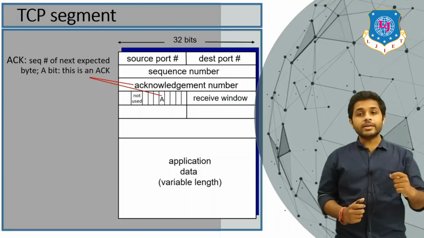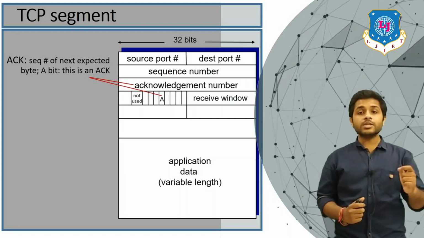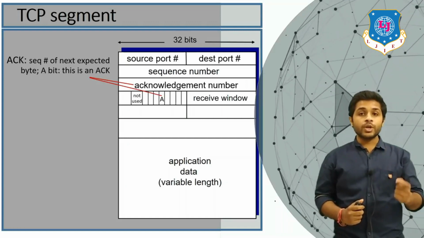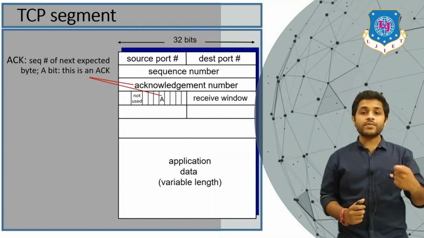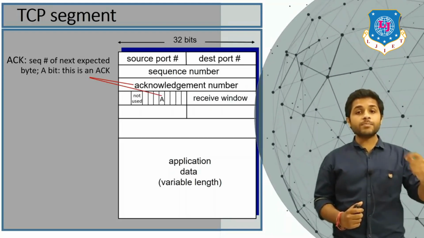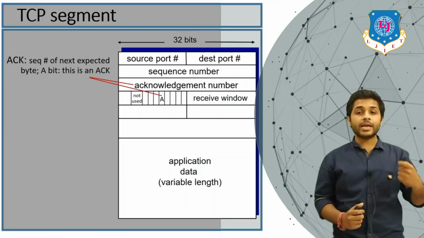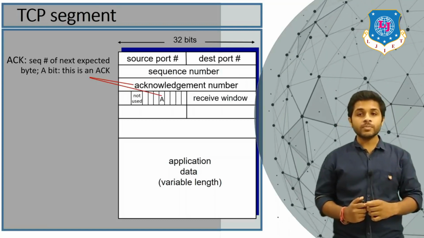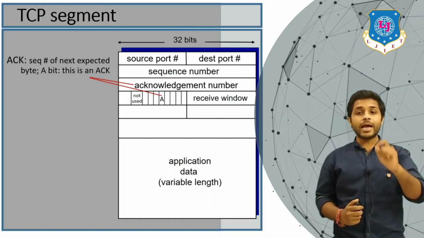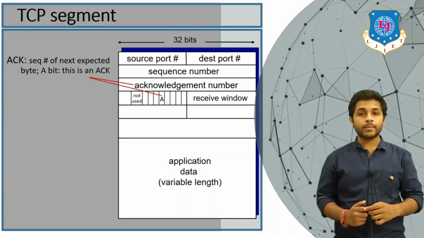For example, the sender is sending a packet having sequence number 1. When the receiver receives that packet, it will send an acknowledgement of number 2. So when the sender receives the packet having acknowledgement number 2, the sender will know that the packet of sequence number 1 is received successfully, and now the receiver is expecting the packet of sequence number 2. When the packet contains the acknowledgement, the acknowledgement bit will be 1. You can see that the A bit will be set to 1.